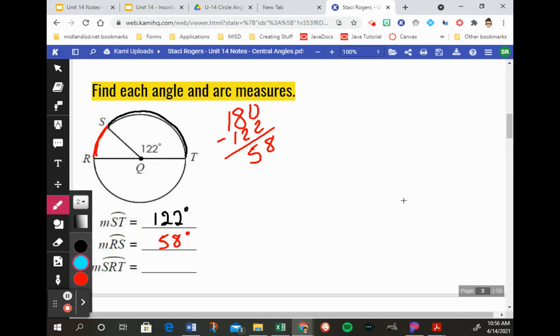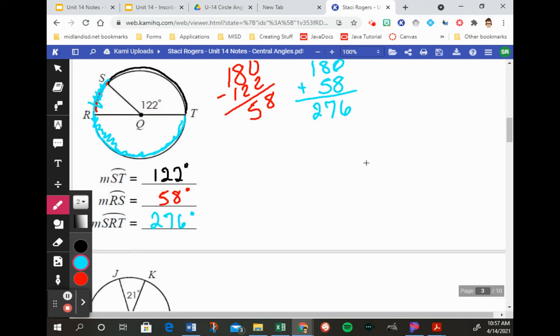And the last one is SRT. So then what I want to do is take 180, because this one right down here is 180, and add this one, 58. I want to add this time, and I get 276 degrees. So sometimes we'll add, sometimes we'll subtract. Okay, let's look at another example.